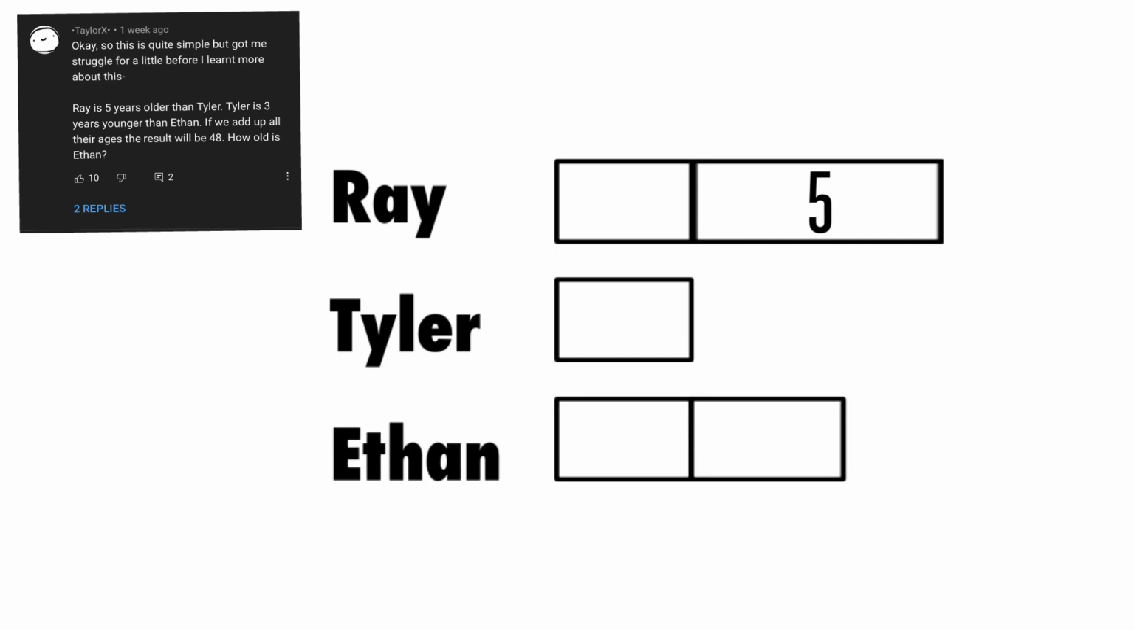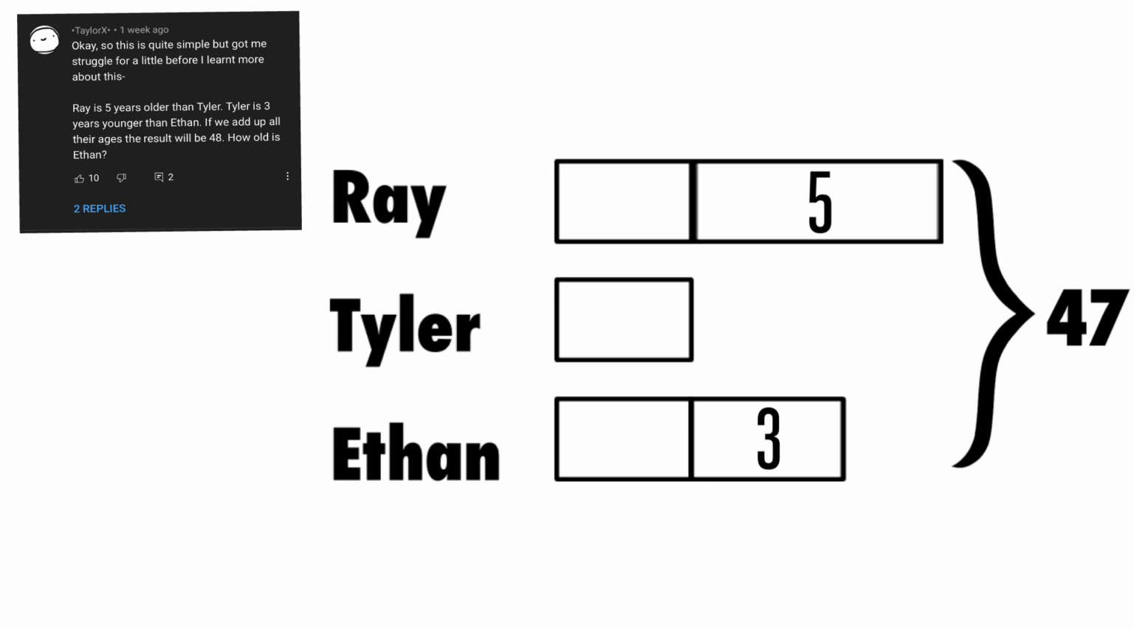If that's the case, then Ethan's block has to be longer than Tyler's block. So we put a block and write 3 to represent the 3 years of age. The problem says the total age is 47. So we write a bracket with the number 47. Now that our model approach is complete, we can start figuring out what Ethan's age is.